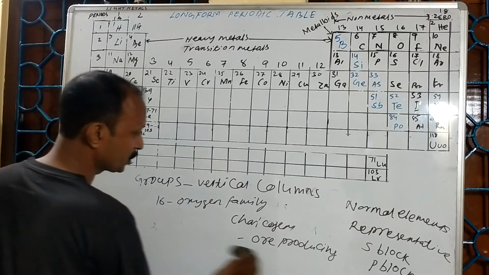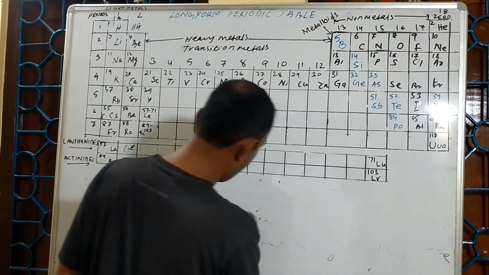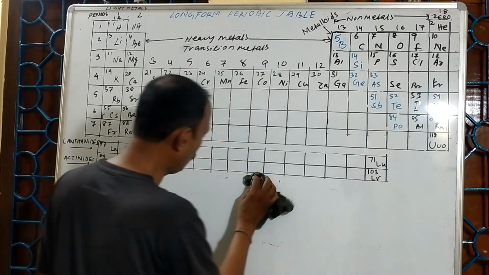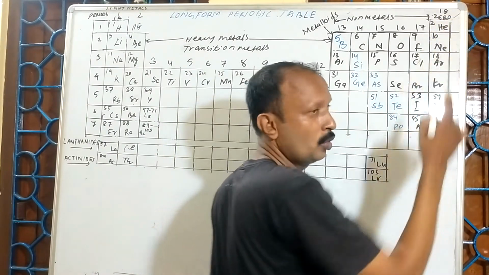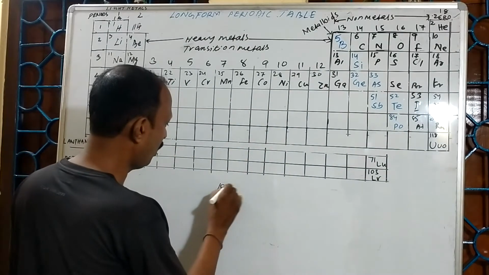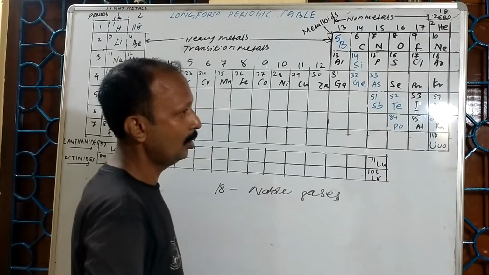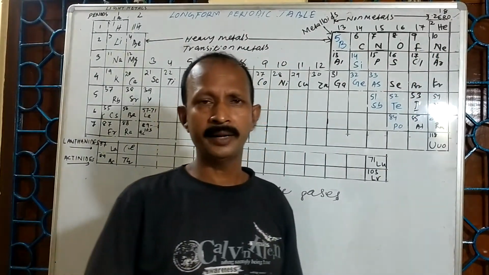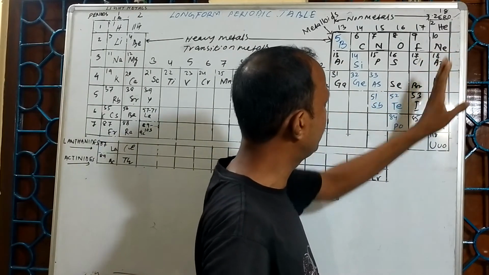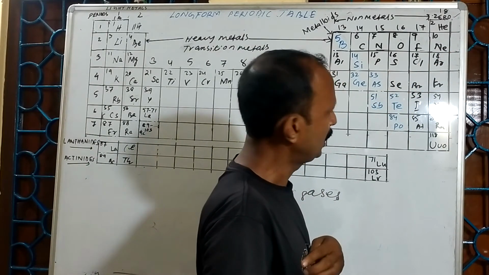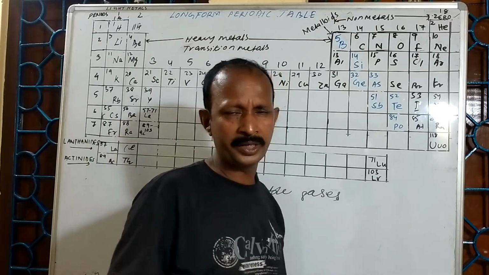And the last group, last but not least, which one? That is the 18th group. That group we also say they are the zero group elements. So the 18th one, they are the noble gases. Okay. So already you know that those are present on the right side of the periodic table, starting from helium, neon, argon, krypton, xenon, radon. All are the inert gases.